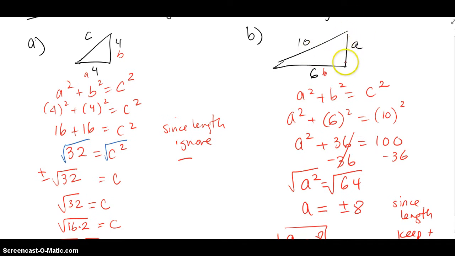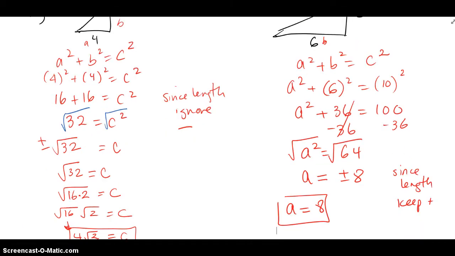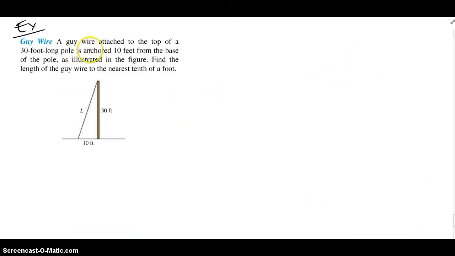It looks a little bit off. It really should be longer since this is 6. Let's look at an application. It says a guy wire attached to the top of a 30-foot pole is anchored at 10 feet from the base of the pole. Find the length of the guy wire.